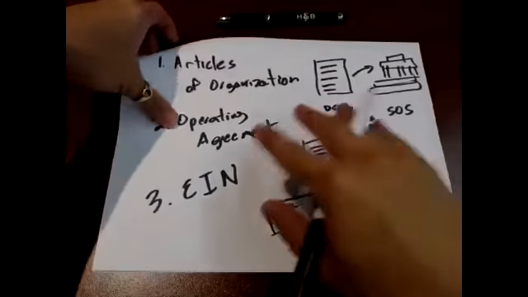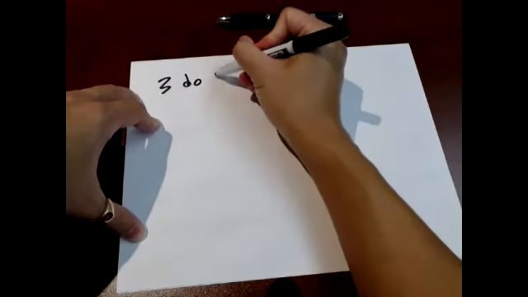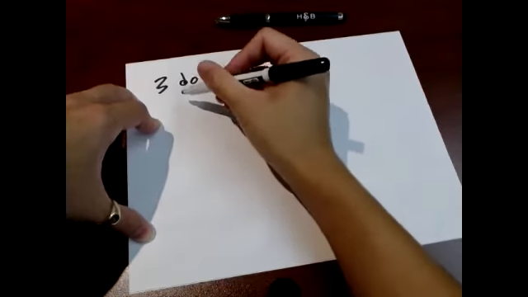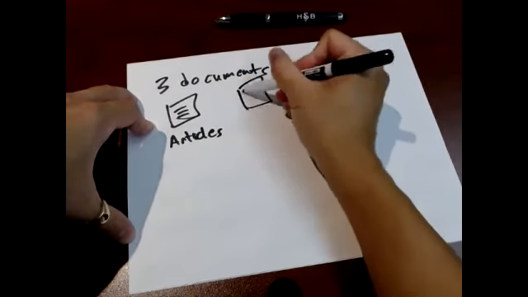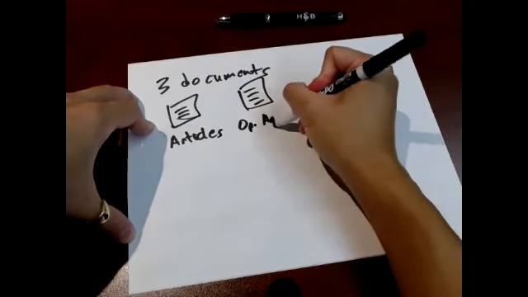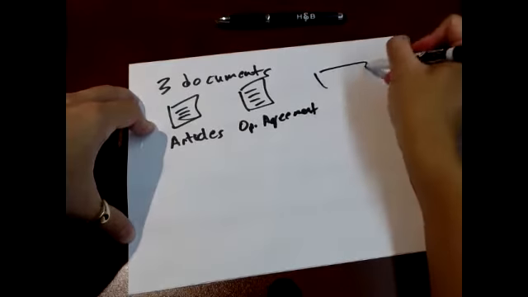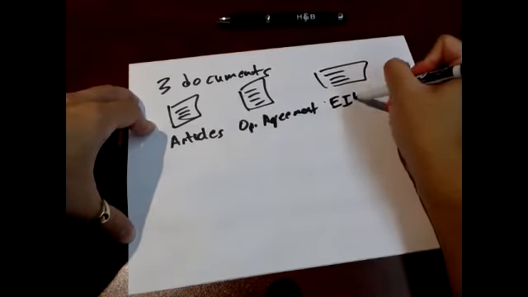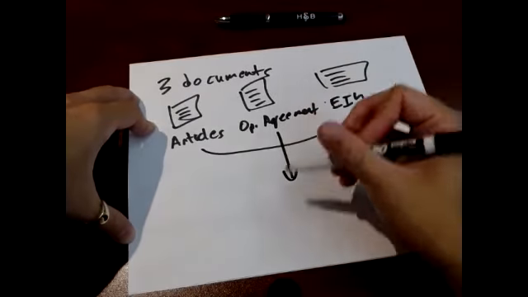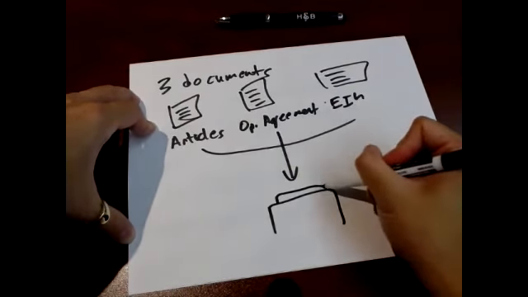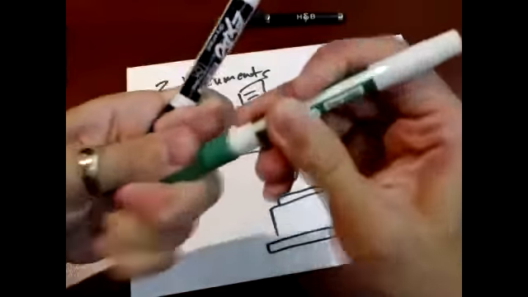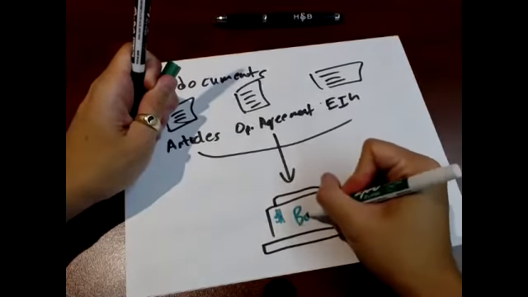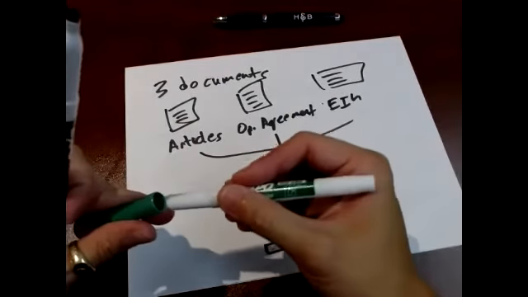Why do I say that? Why are these three things important? Well, the reason is you're going to take those three documents, again, articles, operating agreement, and EIN, and you're going to take all three of those to everybody's favorite place where they keep all their cash. The bank. So why the bank?